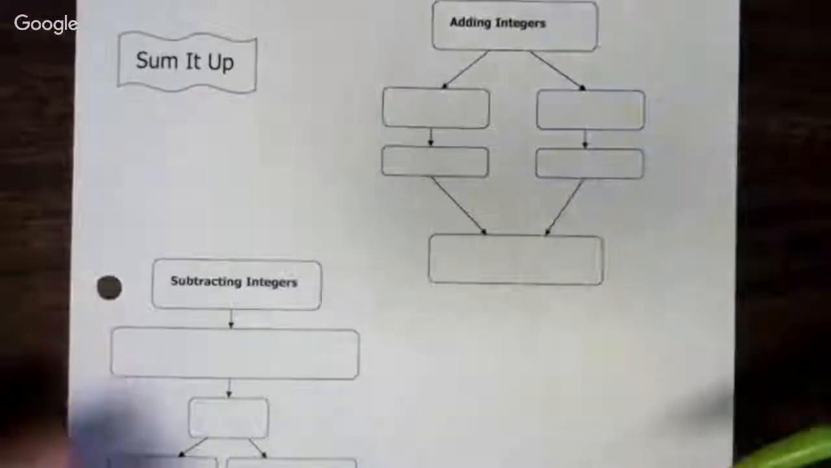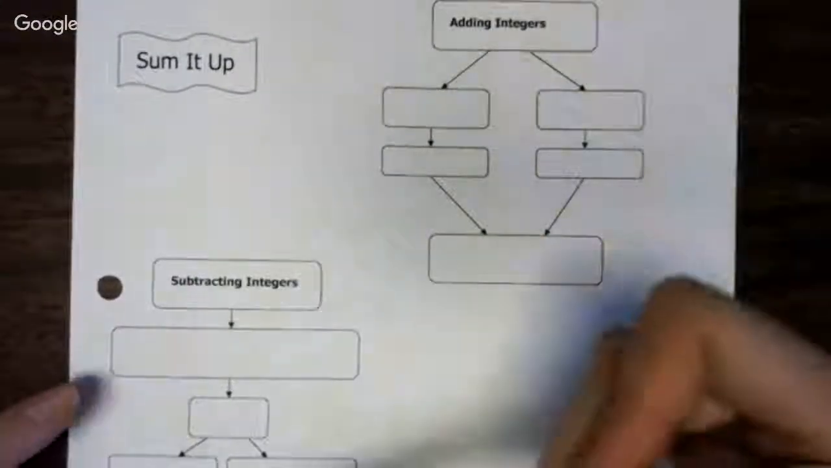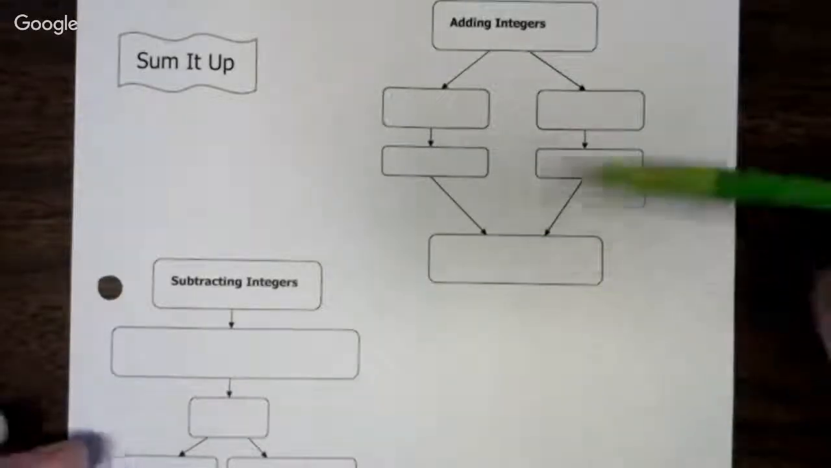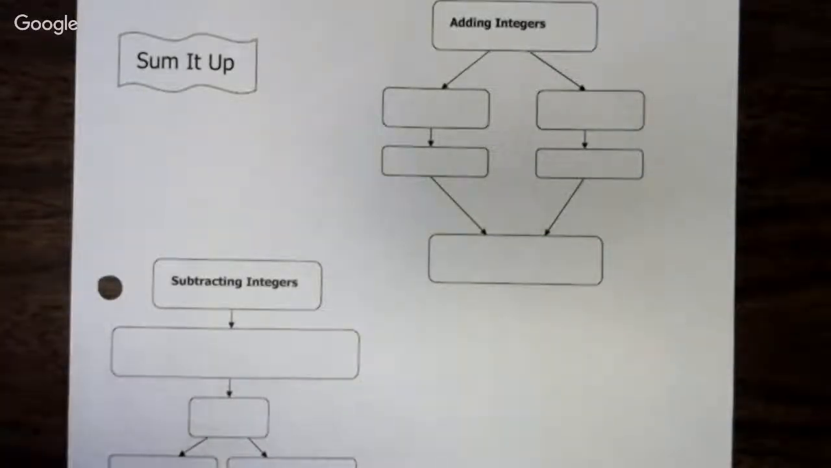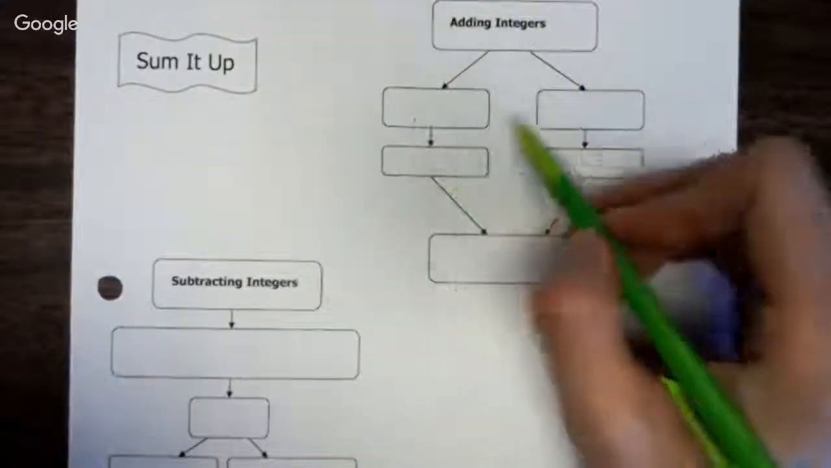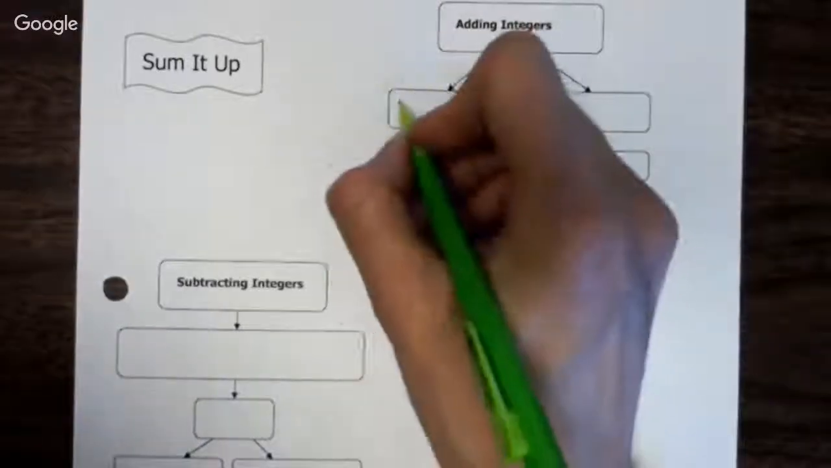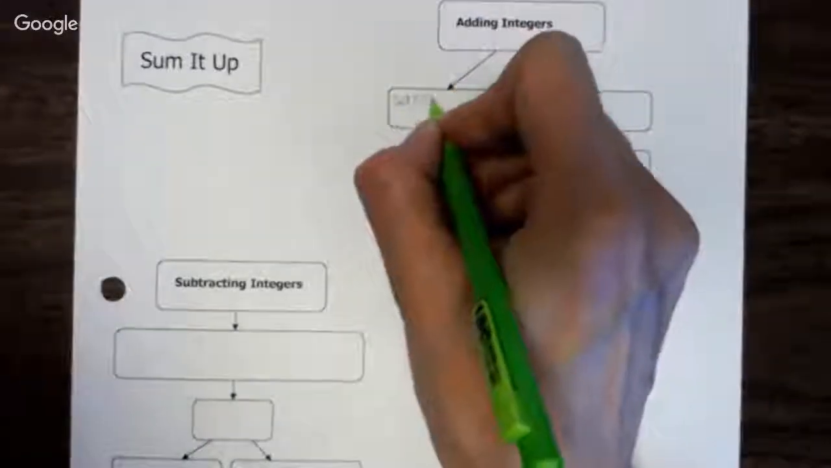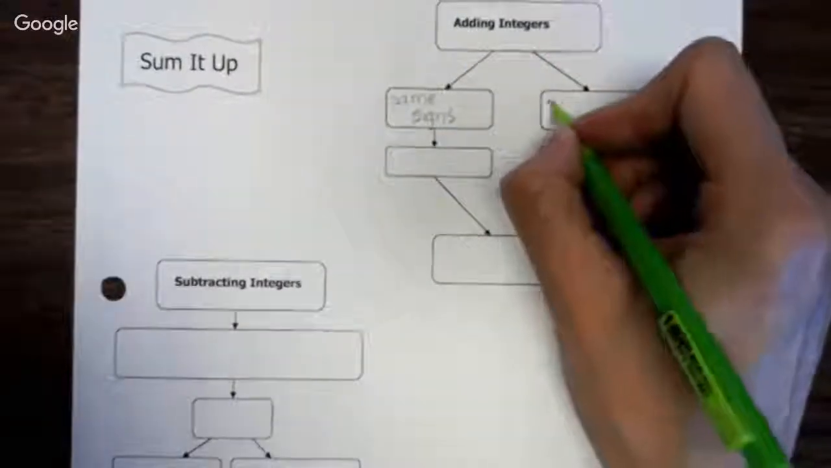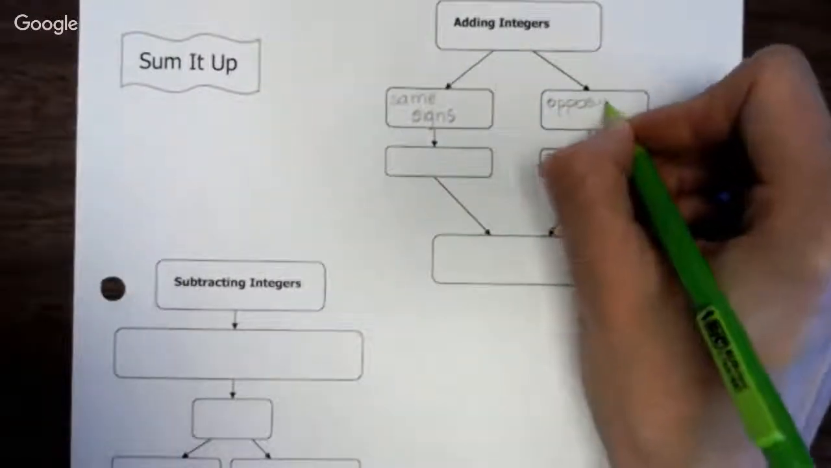All right, so moving to the next page, you're going to notice that I have this chart that's going to sum it all up. And basically, these are the rules that you must memorize in order to add and subtract. So let's fill this chart in. This is something new that you've never seen, but it will hopefully organize your thoughts. When you're adding integers, there's 2 different scenarios that could happen. First thing is you could have same signs, both positive, both negative. Or you could have opposite signs, one positive, one negative.